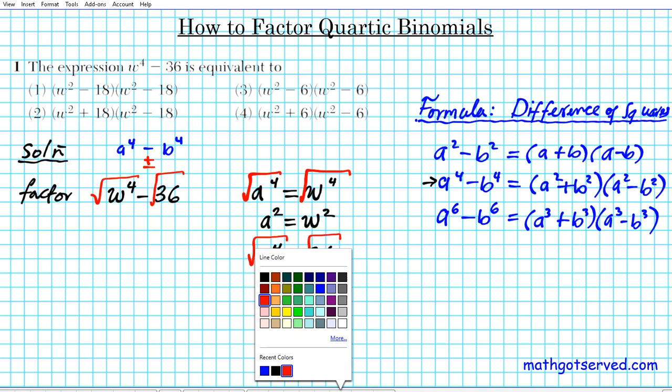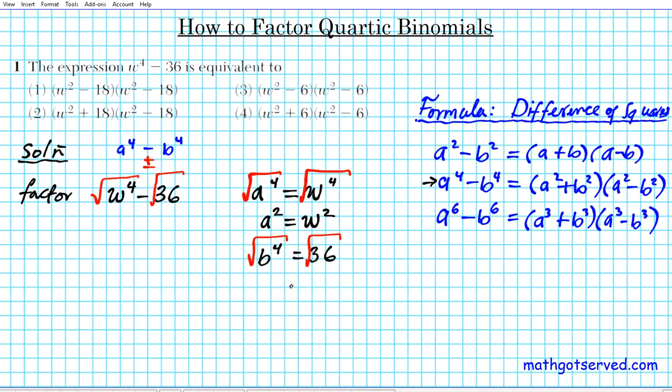So the square root of b to the fourth is just b squared, and the square root of 36 is 6. Now we're going to express this factored state as the sum and the difference of a squared and b squared. You notice what we have here. We have a squared plus b squared, and then a squared minus b squared. That is going to be the factored state.